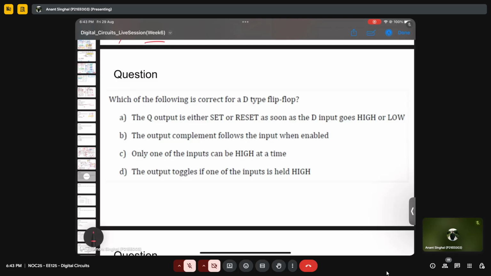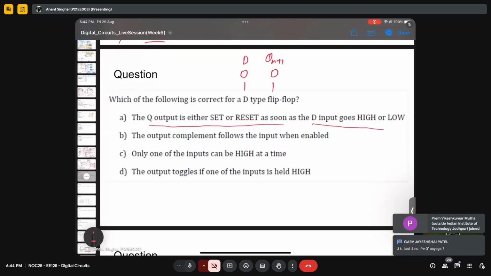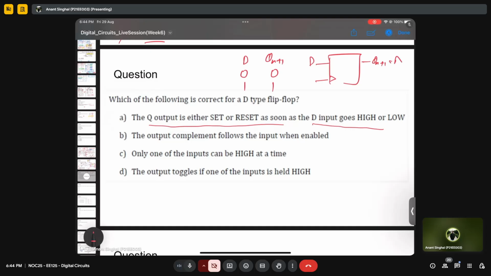Answer is A. Yes, so the answer will be A. It says the Q input is either set or reset as soon as the D input goes high to low. As we have already established, whatever is the D is the Qn plus 1. So D is this, Qn plus 1 is this. Whenever there is a clock coming up and the D changes, Qn plus 1 is equal to D.